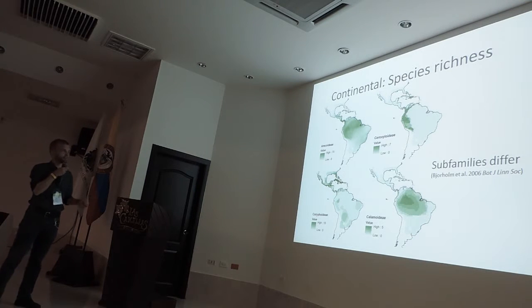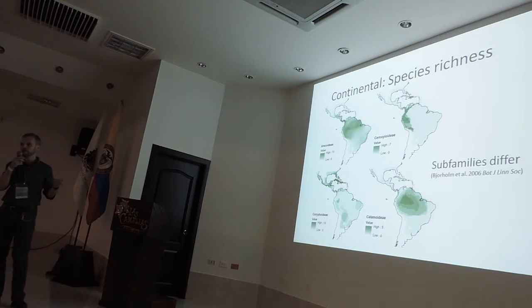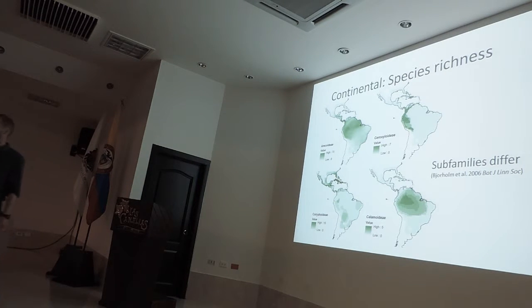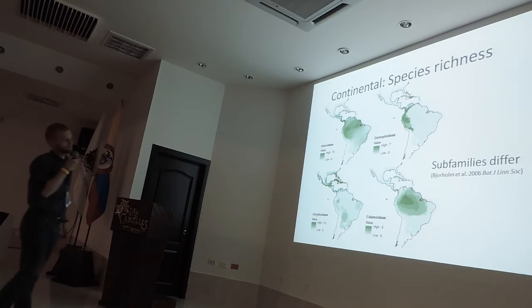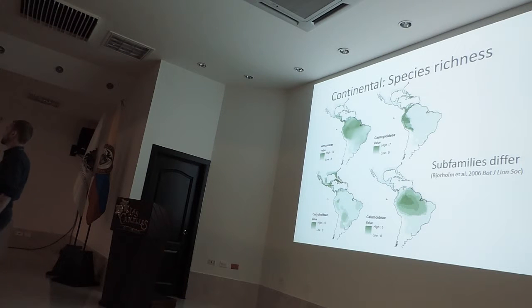But ceroxyloids are doing something really different. So are coryphoids, and Calamoideae with admittedly rather few species. They have, again, a very different pattern. So this might suggest that, well, how appropriate is it actually to analyze palms as one big unit if those different clades are doing different things?